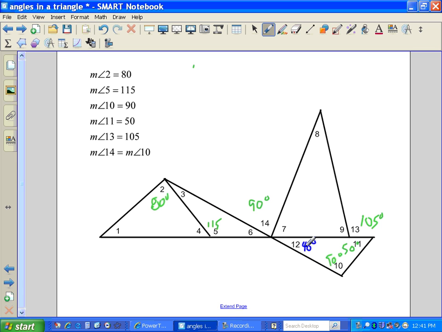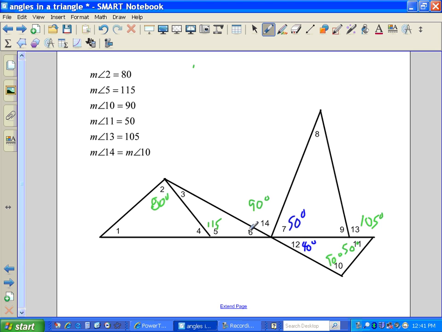So these three angles have to add up to 180 degrees. 90 plus 40 is 130. It takes another 50 to get there. So we're working our way through. And again, don't worry about doing it in number order. If you do that, it'll make you crazy.